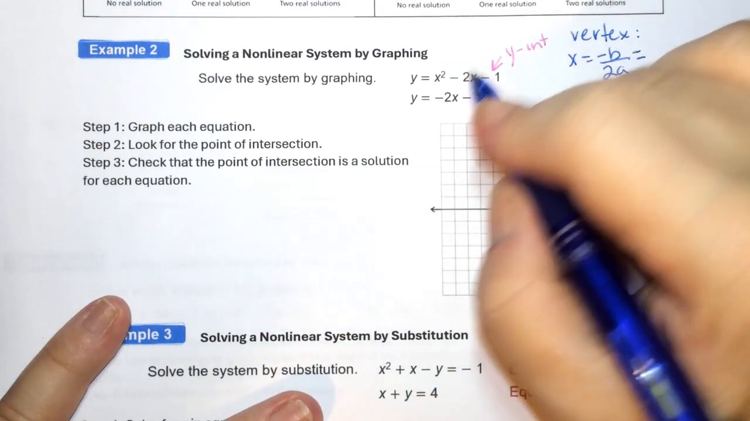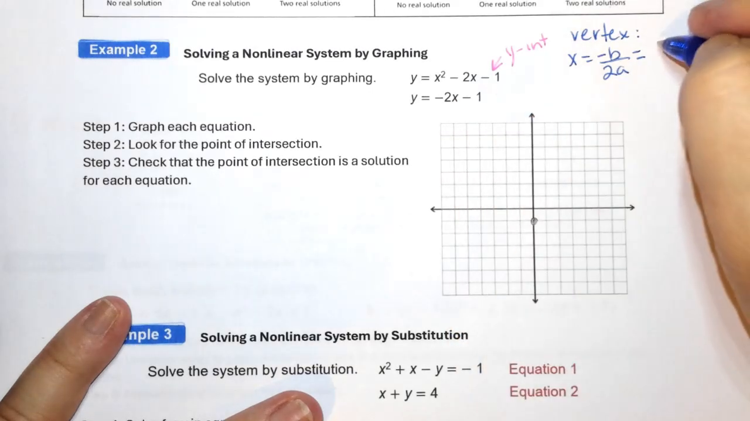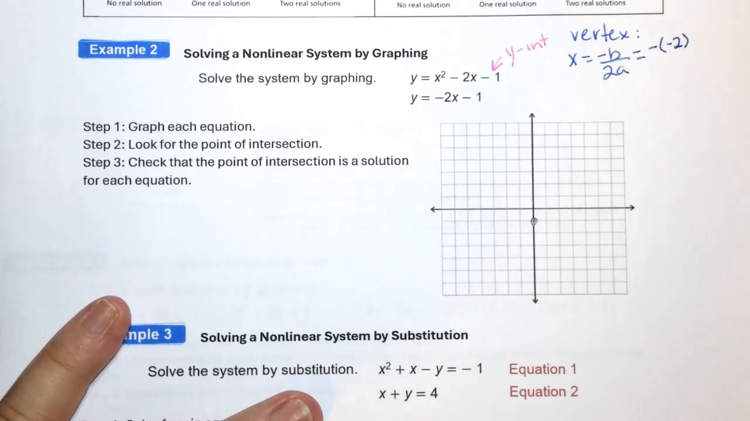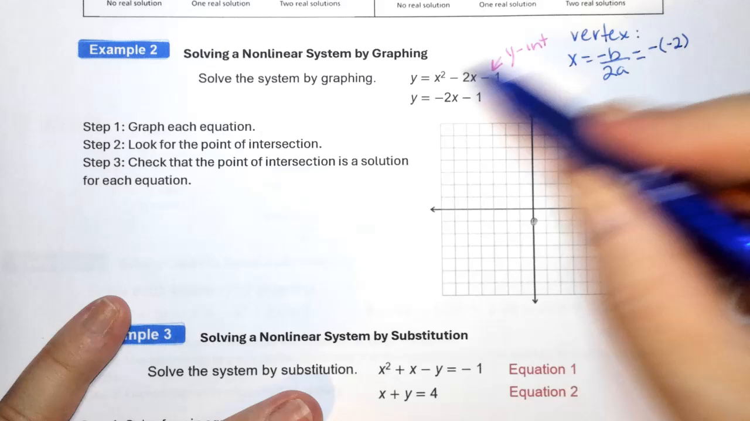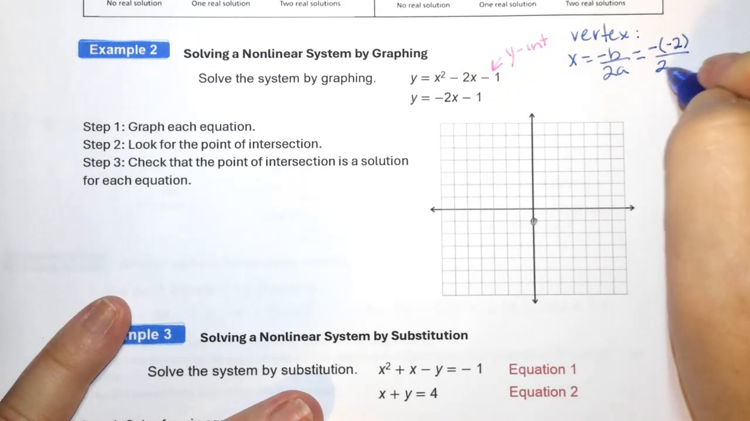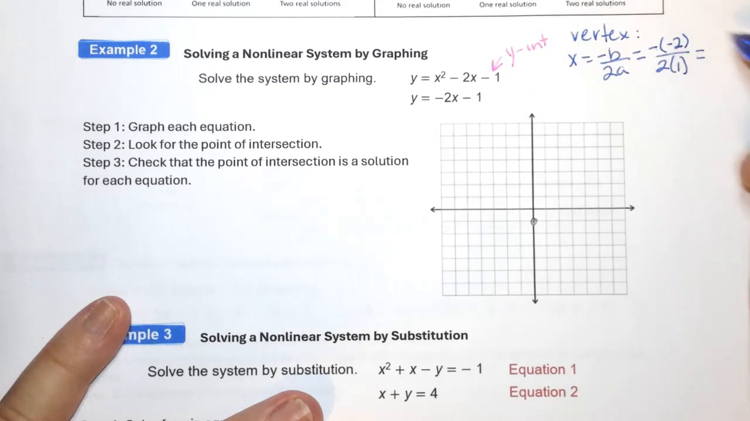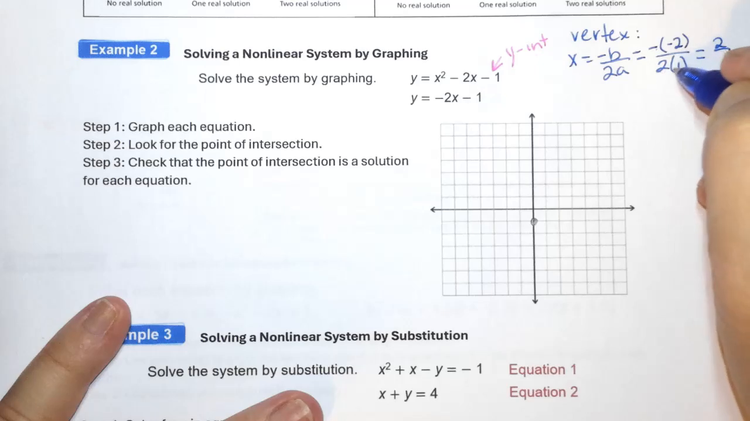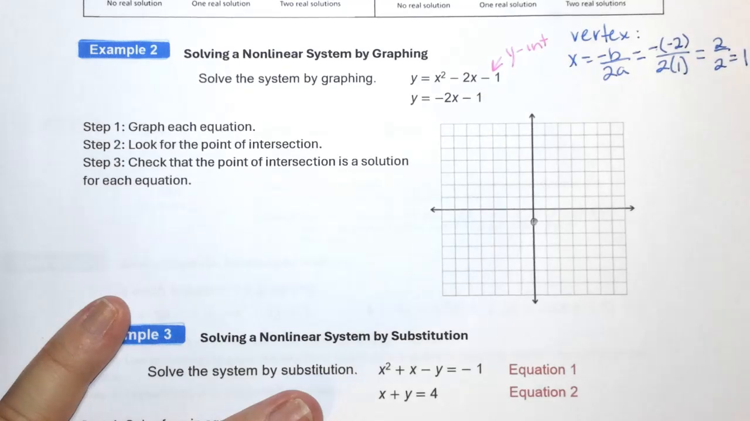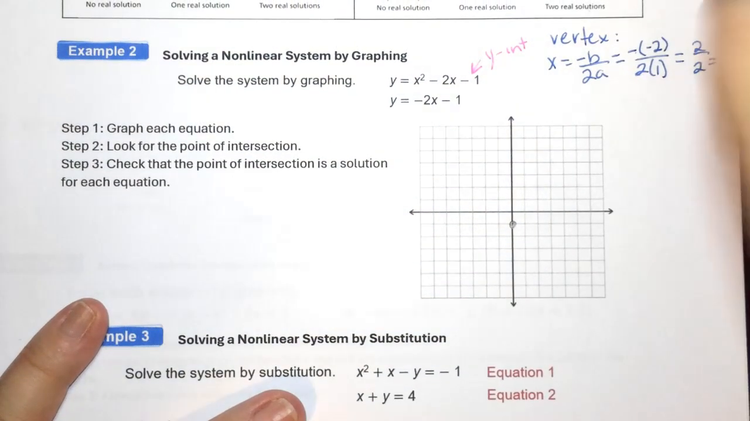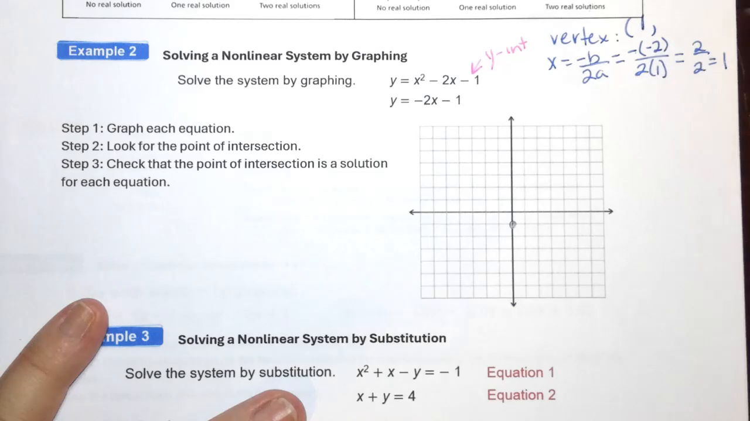So what is our b value? -2. So we have -2. And then our a value is 1. So over 2 times 1. So -2 gives us +2. 2 times 1 gives us 2. So that equals 1. So right now, our vertex, the x value, is 1.